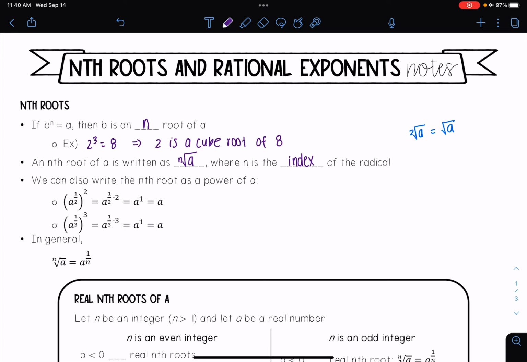And something we see with the power of a power property applied to rational exponents is that if I take a to the 1/2 and I square it, that is the same thing as multiplying 1/2 times 2 in the exponent, which is equal to 1, which is equal to a. And same thing with 1/3. If I take that to the third power, that's the same thing as a to the 1/3 times 3, which is equal to a to the first, which is equal to a.